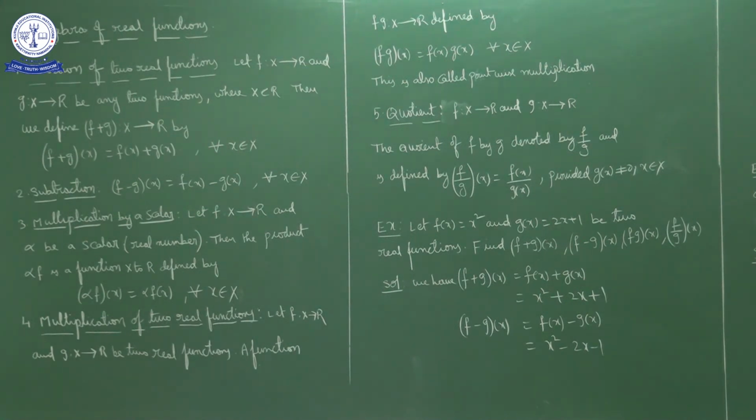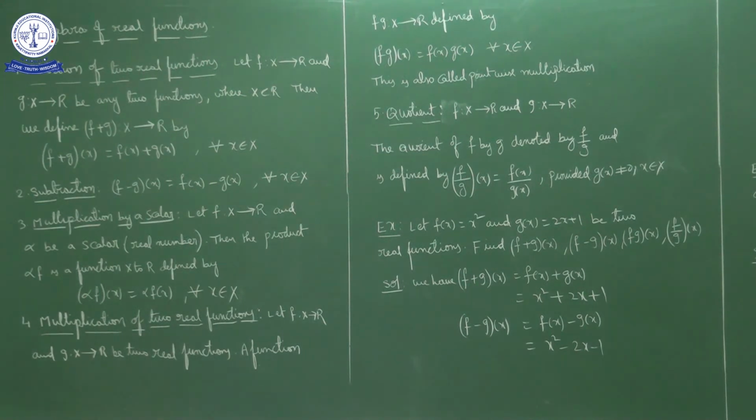Addition of two real functions: f from X to R and g from X to R are two real functions, where X is a subset of the real numbers. Then the sum of the two functions f plus g from X to R is defined by (f plus g)(x) is equal to f(x) plus g(x) for every x belonging to X. Next, subtraction is similar. In place of plus we have minus. f from X to R and g from X to R are two functions where X is a subset of R. Then we define f minus g from X to R by (f minus g)(x) is equal to f(x) minus g(x) for every x belonging to X.